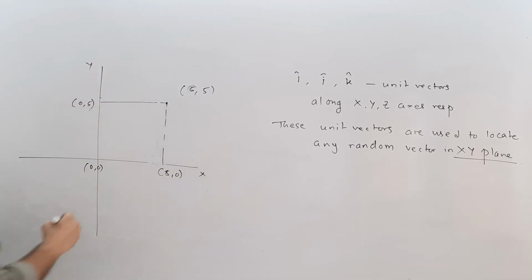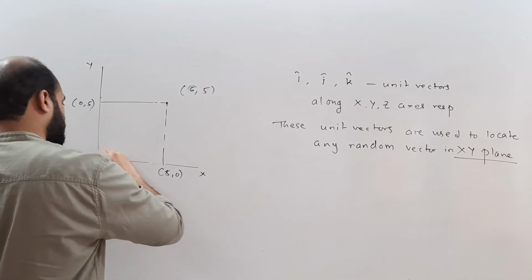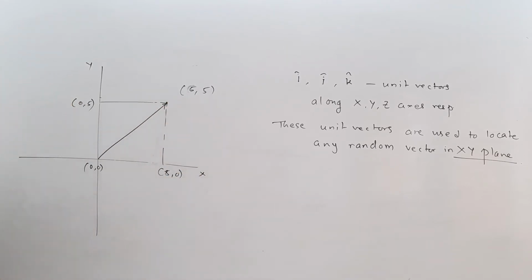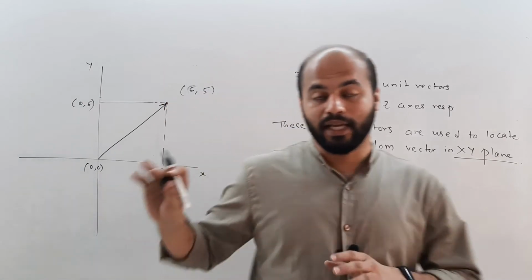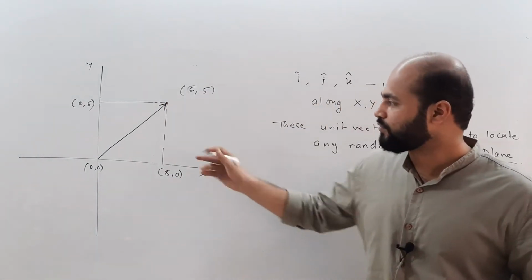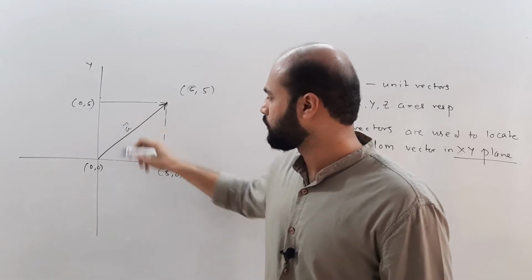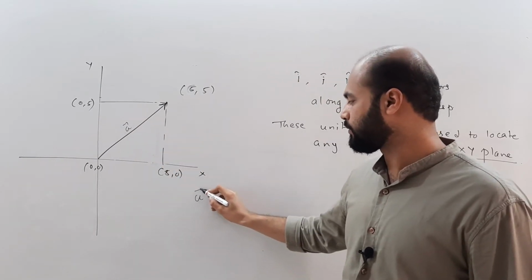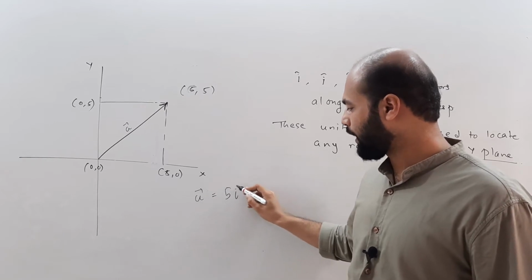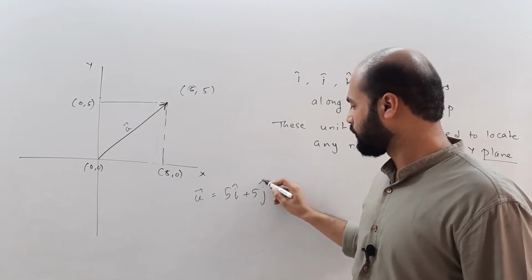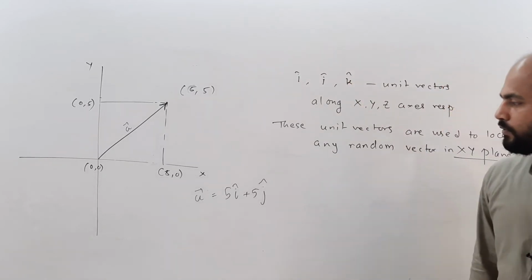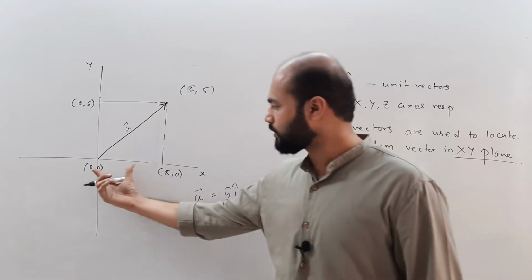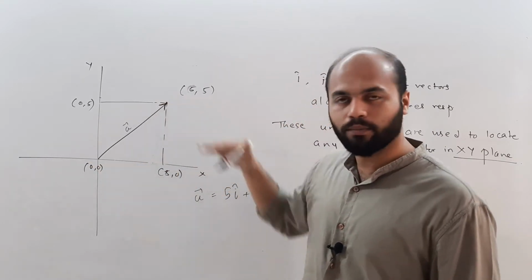Now I have to locate this point in the vectorial plane, or in the xy plane, let's call it the coordinate plane. So I would draw a vector which is given as this. And we have to define this vector, because anything in the xy plane has to be defined. For example, let's call this a bar. This a bar would be given as 5 i cap plus 5 j cap. So i cap means it is 5 units along x and it has gone 5 units above y.